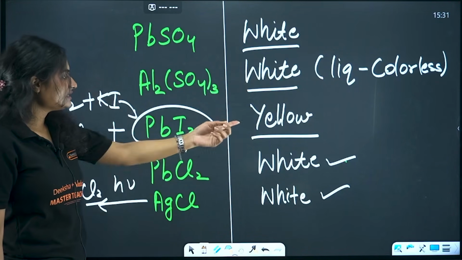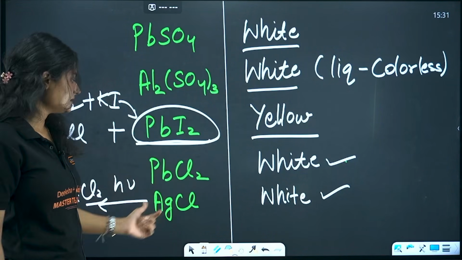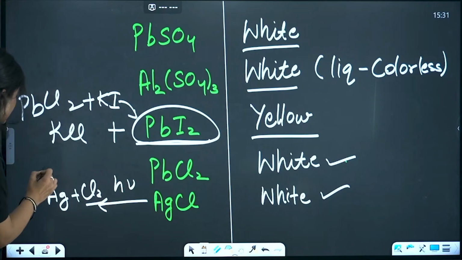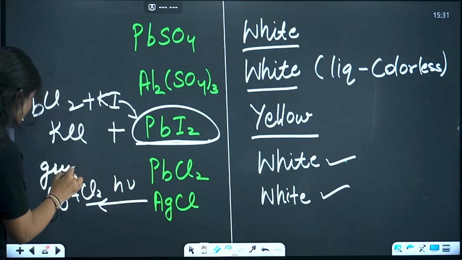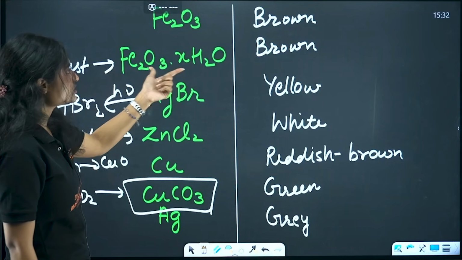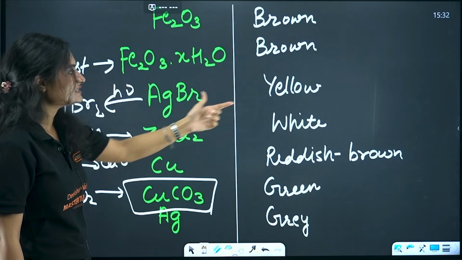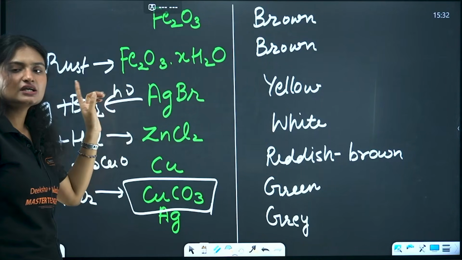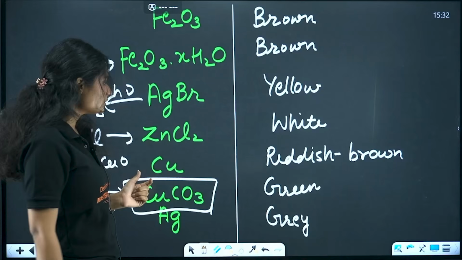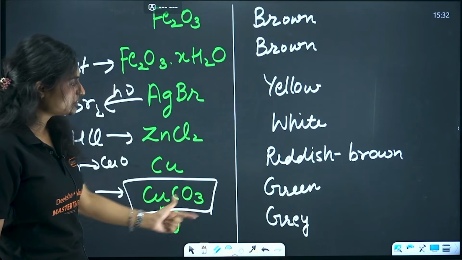Okay, lead iodide is yellow colored, lead chloride is white colored, AgCl is white colored, Ag, silver, the color of silver is grey. Everybody remembers this. Iron oxide is brown in color. Rust is also brown in color. AgBr is yellow in color, but Ag is grey in color. Zinc chloride is white in color. Copper is reddish brown. Copper carbonate is green in color.